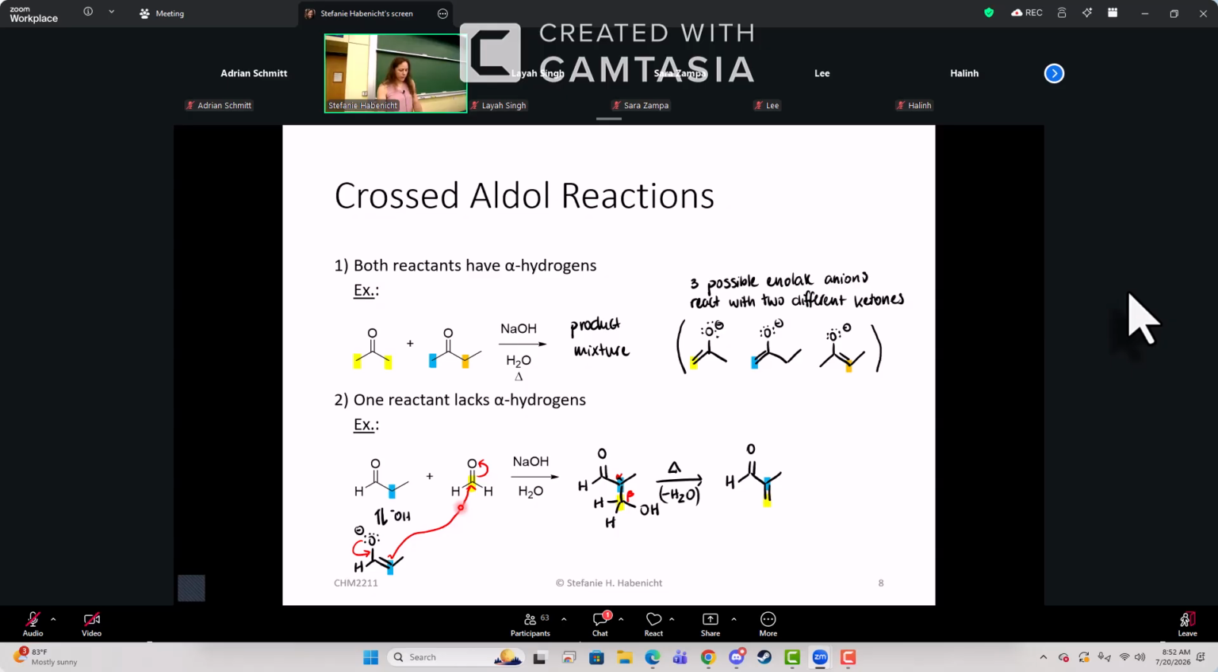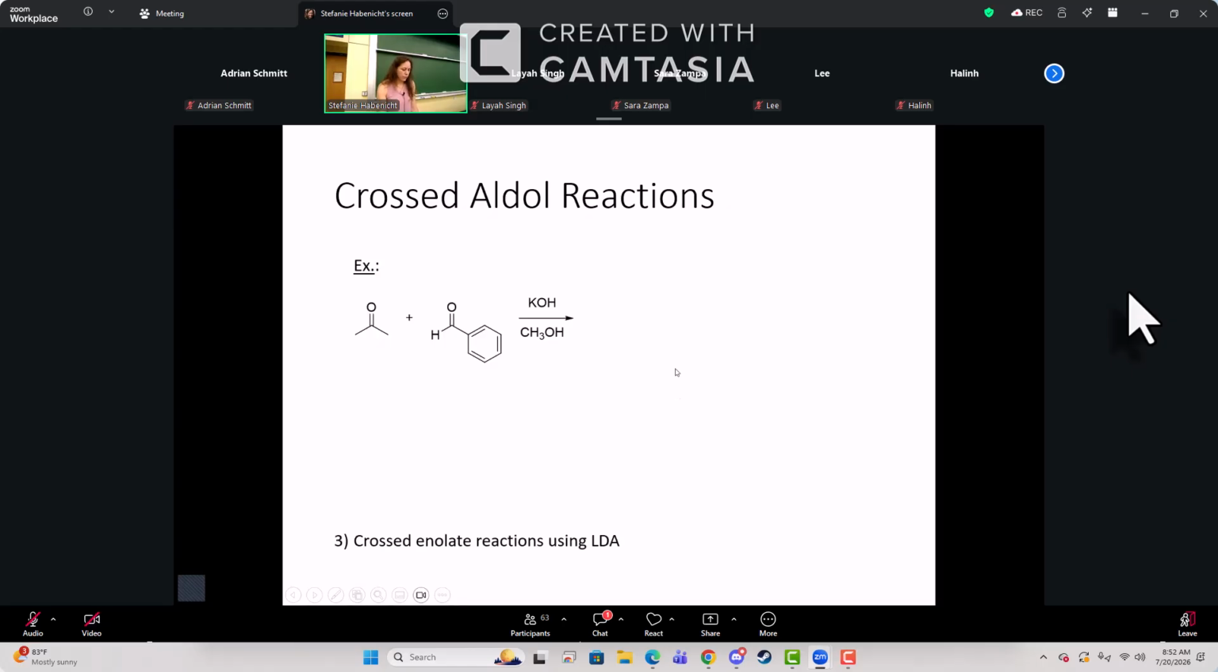And we'll add one more example here. One more example of a crossed aldol reaction. This one's a very nice one for a lab experiment.